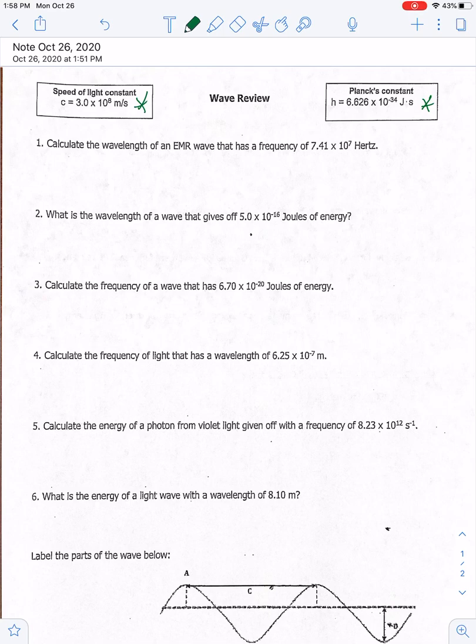Okay, so our first equation is going to be C, which is the speed of light, which we gave you, that is frequency times wavelength. Our second equation is E, which is energy, equals H, which is Planck's constant, which we give you, times F. And our last equation is E equals, so our energy equals H times C all over wavelength. Okay, so those are the three equations.